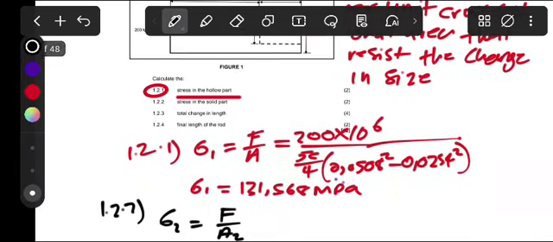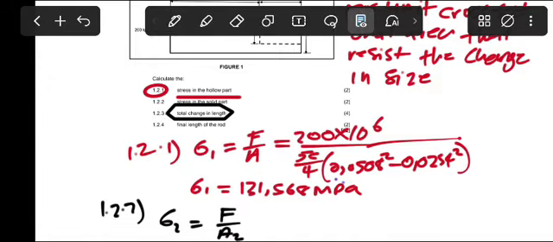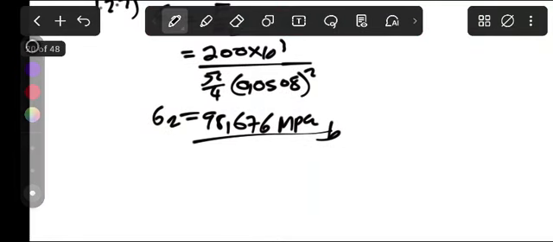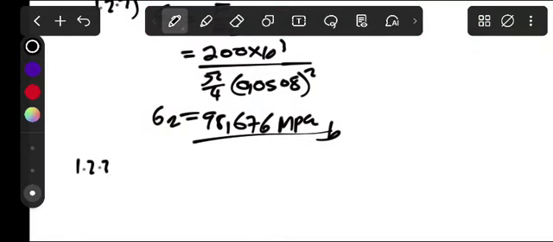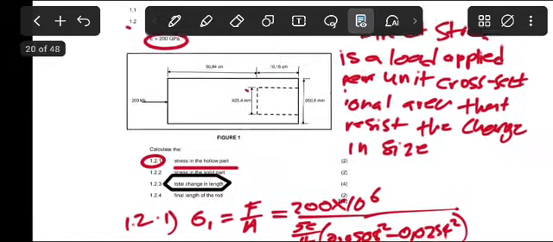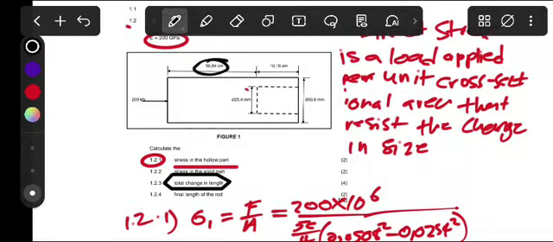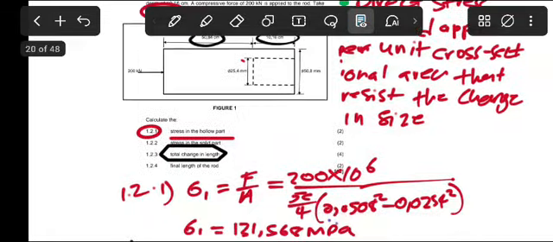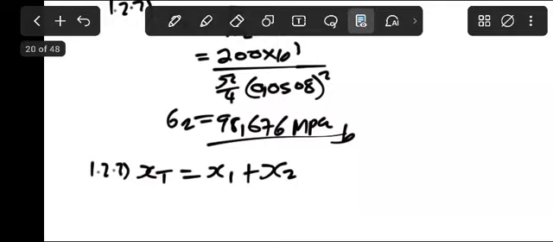Then it says now determine the total change in length. So we want the total change in length. x total will be the change in length of the first part plus the change in length of the second part. Remember this, guys, it's a series bar. We have two lengths placed in series.